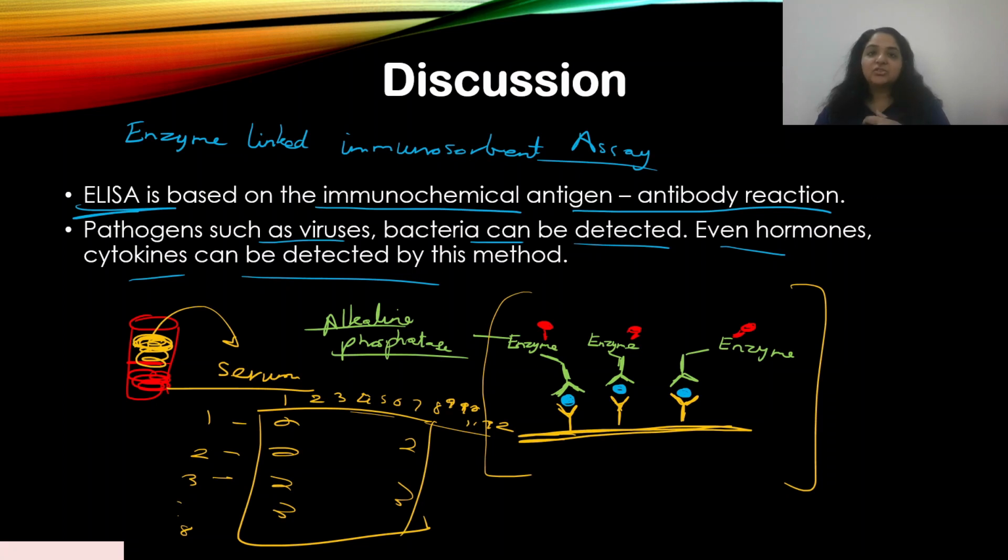Now that is measured using a spectrophotometer. A spectrophotometer is a machine which determines the intensity of that color with the help of the wavelength of the light. That is also mentioned in the kit, if it's at 450 nanometers or whatever the case is.